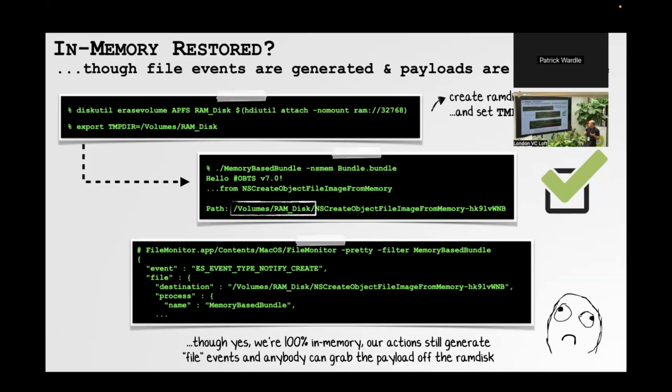That's great, but the problem is a RAM disk, even though it is in memory, acts as a file system, which means two things. A, file system events are still generated, so if there's an endpoint security client, they will get a file system notification. And B, anyone can read from the RAM disk. So even though it's in memory, since it's kind of a file system, security tools could read that. So, kind of one step forward, half a step forward.